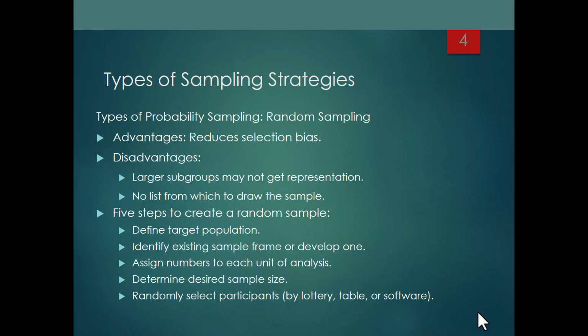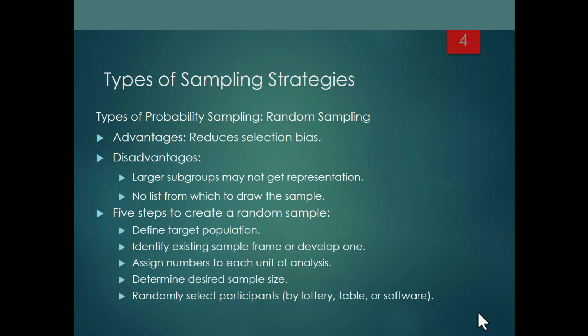An assumption of inferential statistics is that the sample is obtained via random sampling. The disadvantages is that when some subgroups have a larger presence in the heterogeneous population, random sampling may not result in their representation in the sample. There may not be a list that contains everyone in the populations from which to draw the sample.